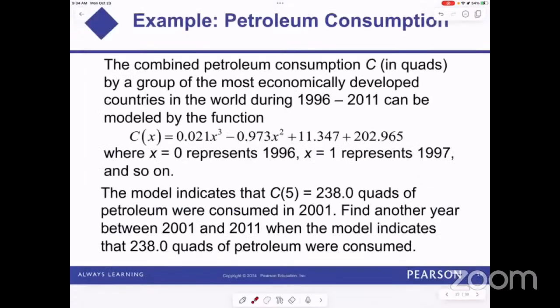Let me get a copy of this. X equals 0 represents 1996. Find another year between 2001 and 2011. The model indicates 238. So we want to see what's another year that this petroleum consumption is equal to 238 quads. So we basically said it's equal to 238 and so on.